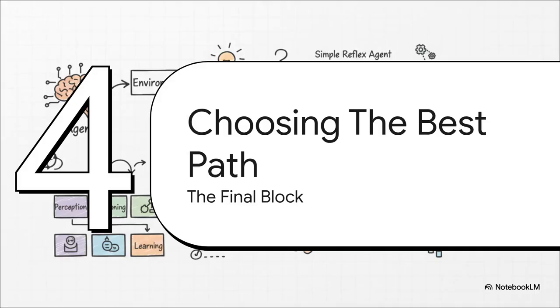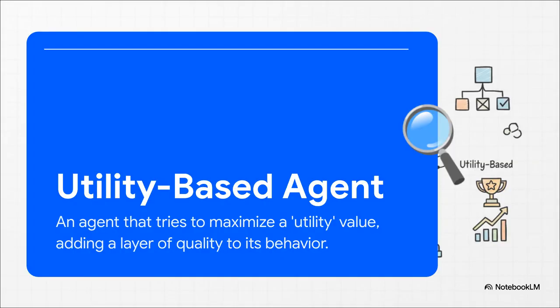And that, right there, brings us to our final and most sophisticated building block, making our agent not just effective, but also efficient. This is where the utility-based agent comes in. This agent doesn't just have a goal, it has preferences. It actually assigns a utility score to different states of the world. You can think of it like a happiness score. Its whole job is to choose the action that leads to the state with the highest possible utility.